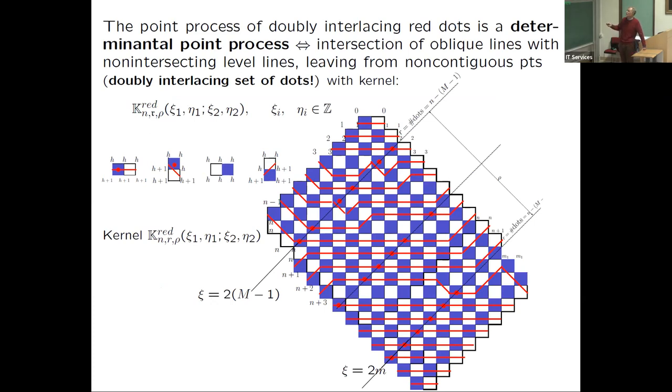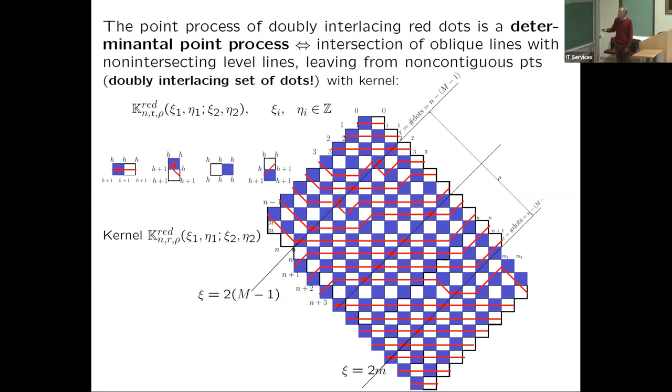So you have that strip. You have those level lines. Here again, you have that. That's at the boundaries completely specified. There's nothing random about it. It's completely specified on that side, etc. And here you have your level lines. And now I will intersect those level lines with oblique lines, which go to the blue squares.